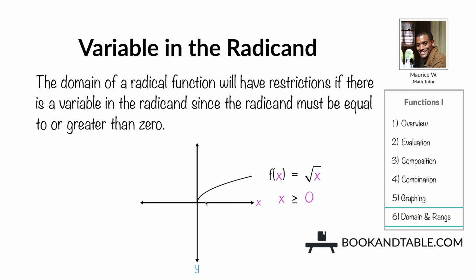But this domain will shift if we add a number under the radical. So the square root of x plus a would shift the domain to negative a. Why is that? If x were negative a, we would get f of negative a is equal to the square root of negative a plus a, and that would be 0. So x is greater than or equal to negative a.